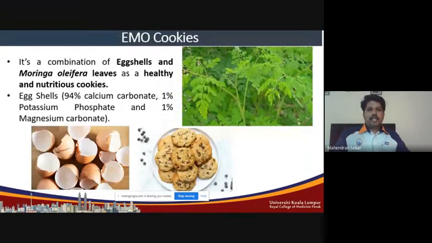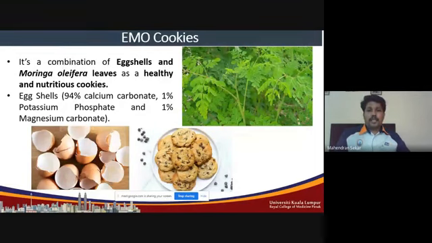And this is another important product, that is Emo cookies. Emo cookies are made up of egg shells and Moringa oleifera, because our children normally don't take herbal products, so they try to avoid them most of the time, but they like cookies. So the innovators included some herbal plant material in the cookies, and also egg shell. Egg shell contains 94% calcium carbonate, which will give bone strength to the children, and it contains 1% potassium phosphate and 1% magnesium carbonate.